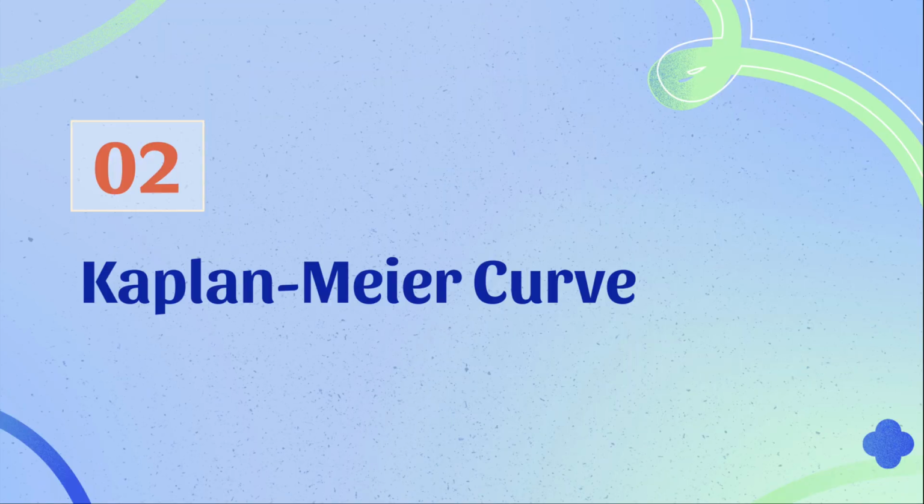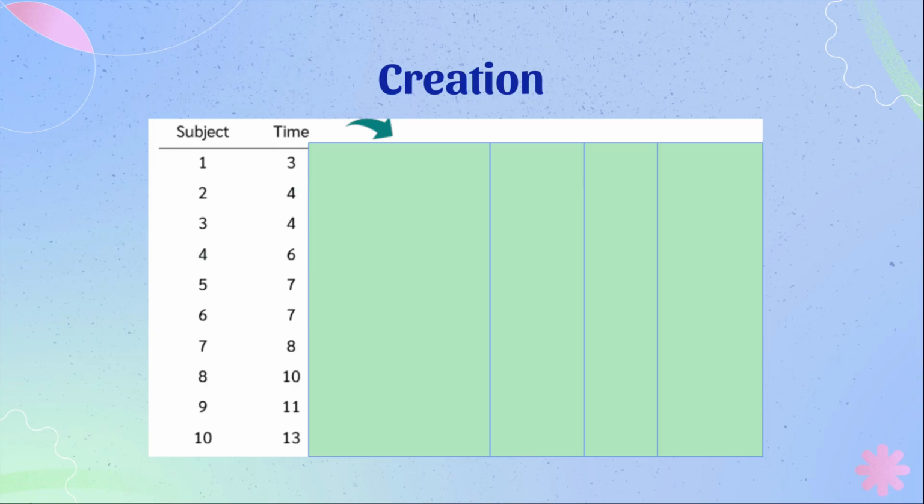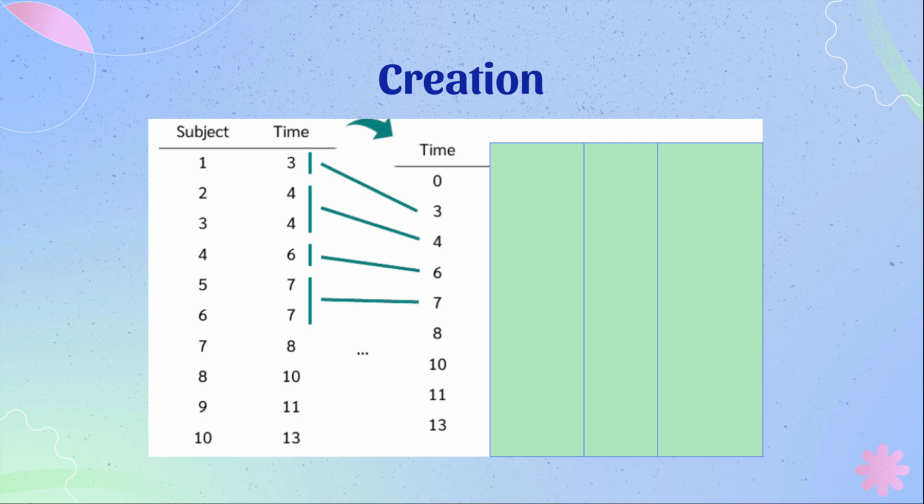Let's go through an example of how to create a Kaplan Meier curve. We start with data that shows when each subject dies. We then make a new column with all the time points where a death occurred and add a row 0. We then make an M column where we list the number of deaths at each time point. For example, at time 7, there were 2 deaths.